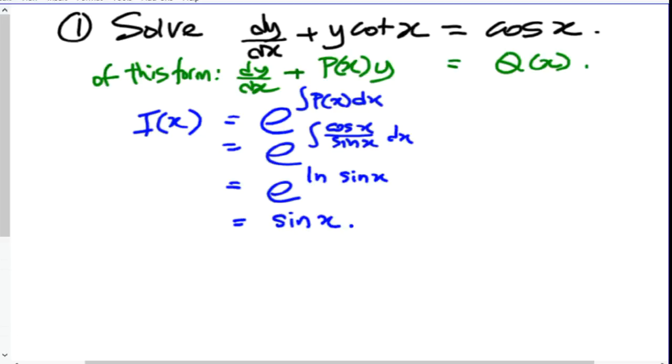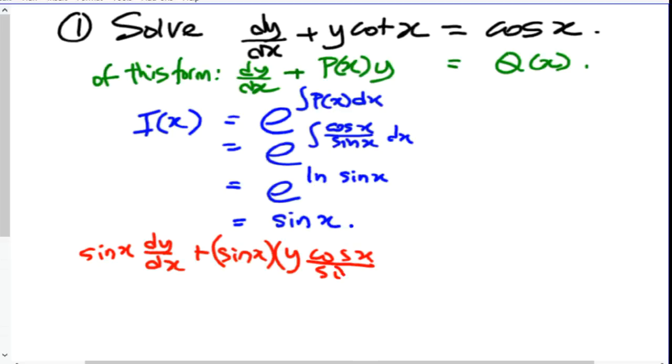So what we now do is multiply the sine x to both sides of the equation. So this is what we're going to have: sine x dy/dx plus sine x times y cotangent x, that is cos x, and this is equal to sine x cos x. And then what we need to do is to integrate both sides with respect to x.